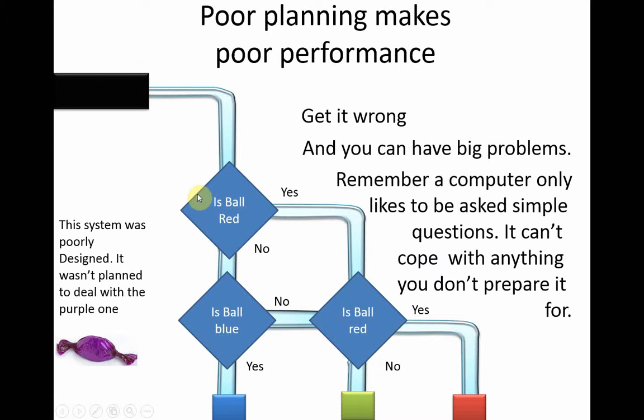Now here we have a bad flowchart. I haven't planned this properly. Yes, I've got some inputs and I've thought of some outputs, but it's a bit chaotic. The questions, I've got "is ball red" twice. It sort of works, but then only when I did the flowchart did I realize, well, hang on, what about the purple one? If you look, there's a purple one that's coming in the input, but I forgot to deal with it. It ends up getting bounced out of the green box down at the bottom.